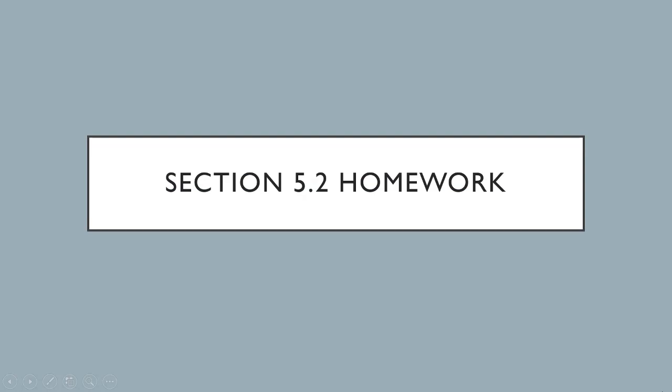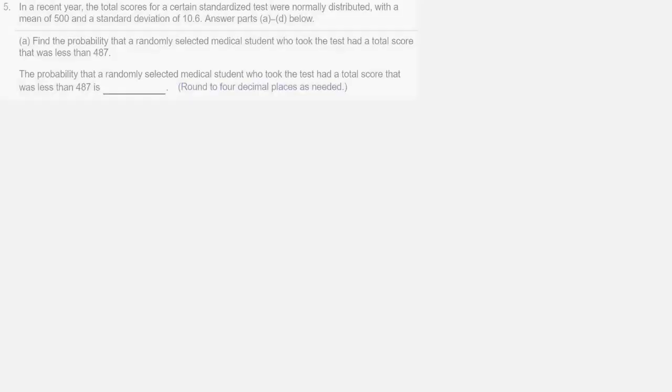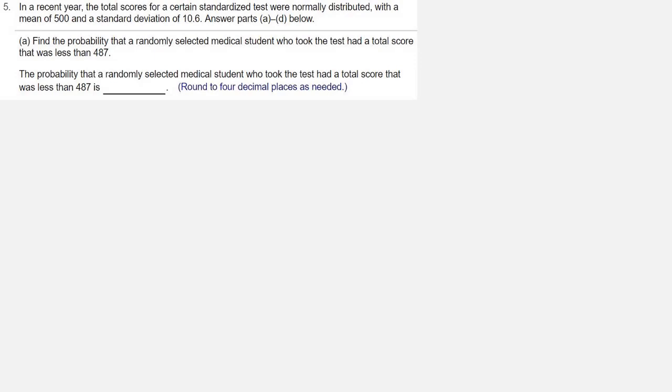We're looking at homework from section 5.2. This is question number 5. In a recent year, the total scores for a certain standardized test were normally distributed, with a mean of 500 and a standard deviation of 10.6. Answer parts A through D below. We'll start with part A.